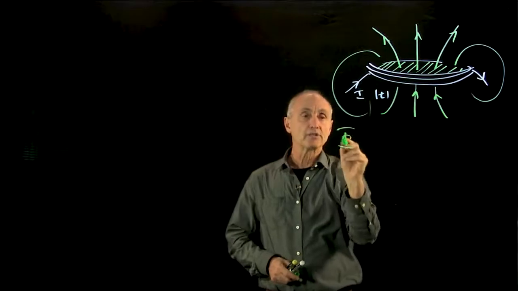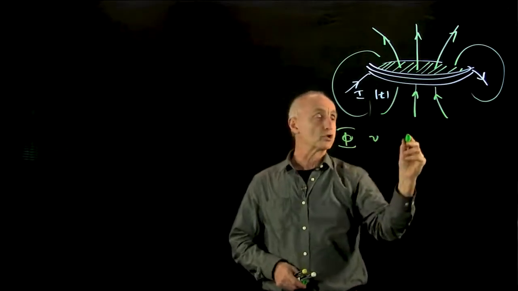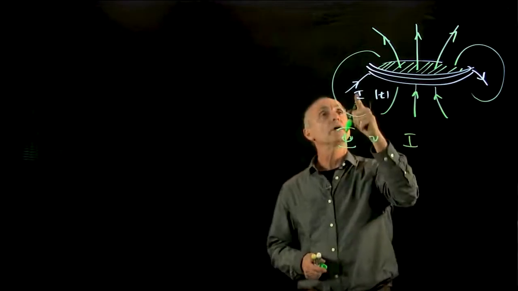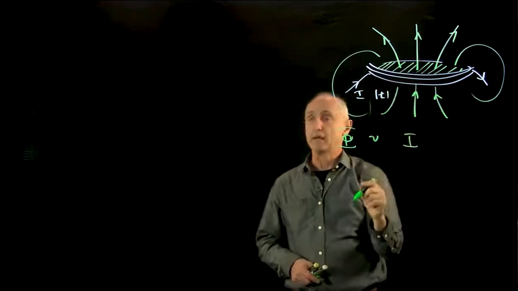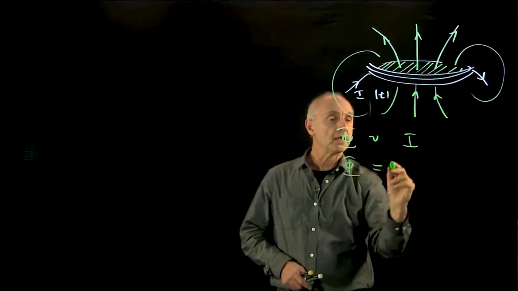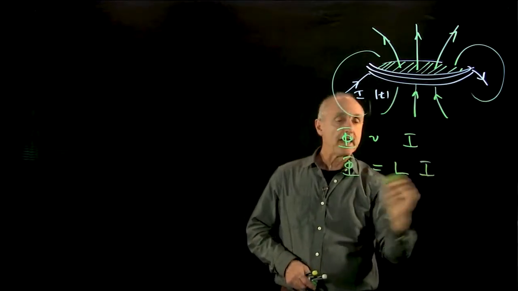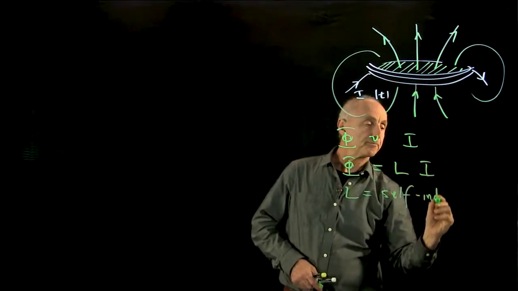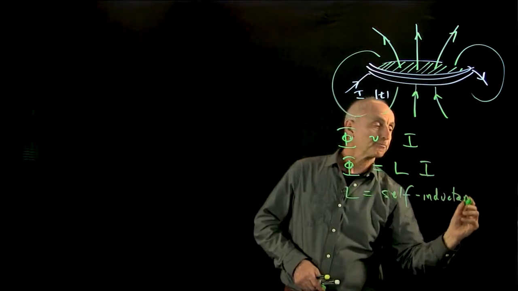We have a flux. Magnetic flux will be proportional to the current. Why is it proportional? Because the current is generating the magnetic field. And the coefficient of proportionality is what we call L, the self-inductance.